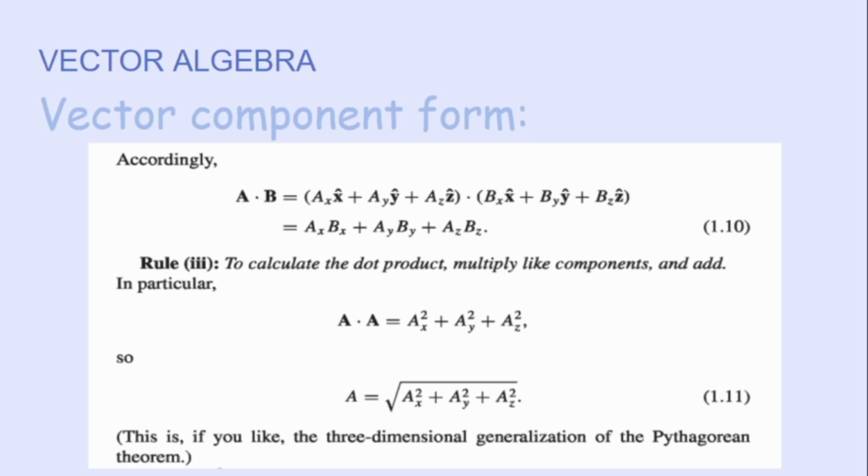Now we will see that if we take the dot product of A with itself, it will be equal to ax square plus ay square plus az square. The components will be squared, and if we want the magnitude of A in component form, it will be equal to ax square plus ay square plus az square under the square root.